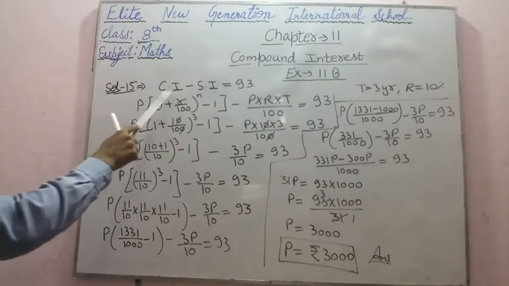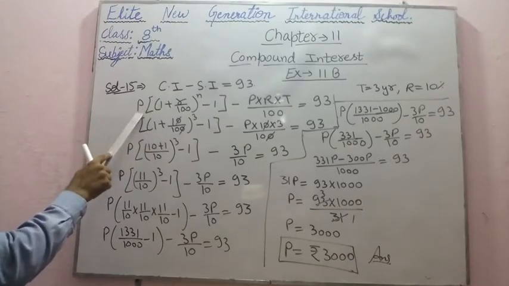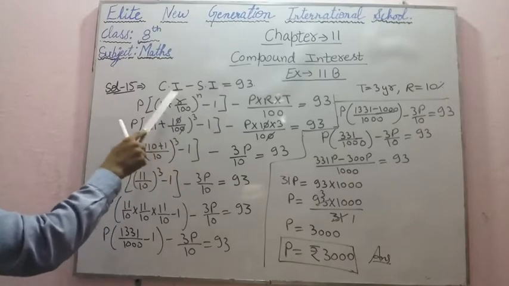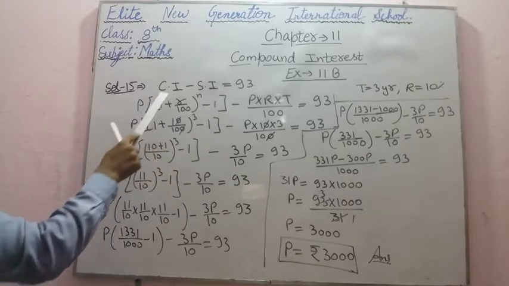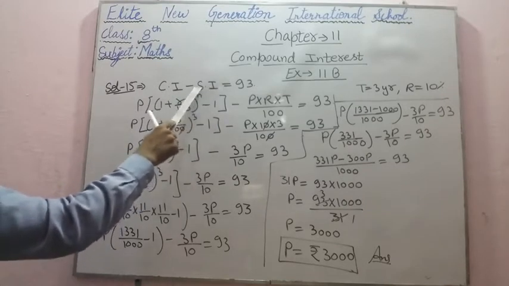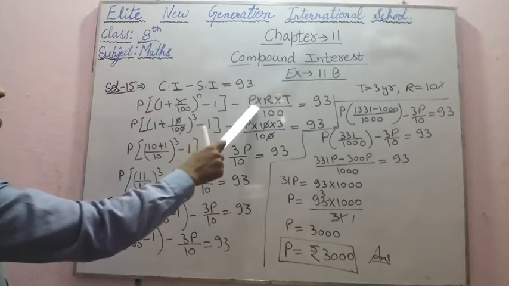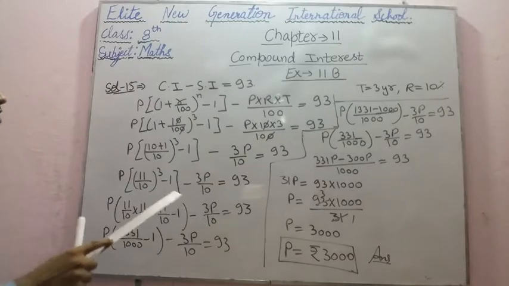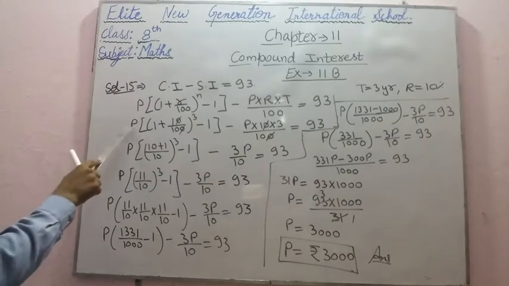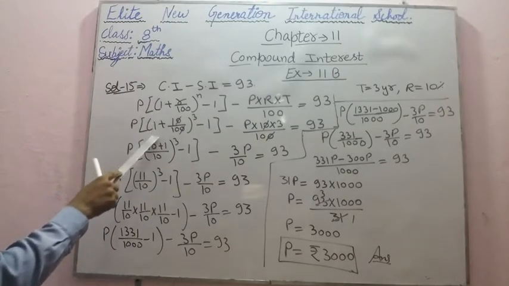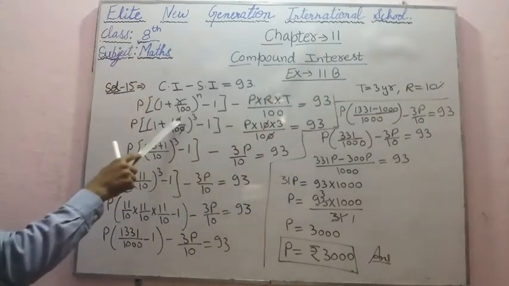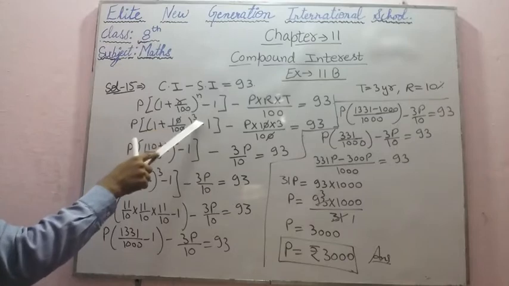The formula for finding CI is P into 1 plus R upon 100 power n minus 1. This is the direct formula for calculating compound interest, and minus simple interest, which is P into R into T upon 100, equals 93. Now we can put in the values. The principal will be P, here 1 plus, in place of R the rate is 10, so it will be 10 upon 100, and the time is 3.